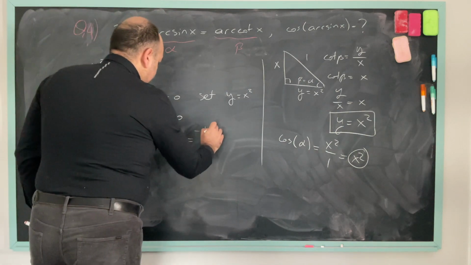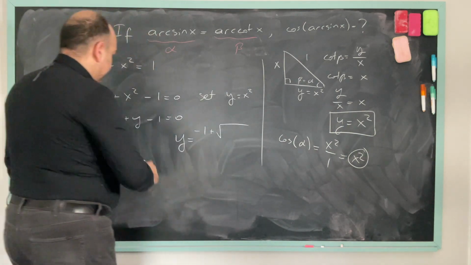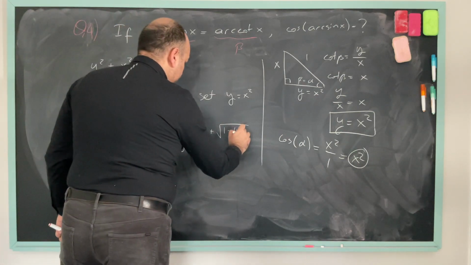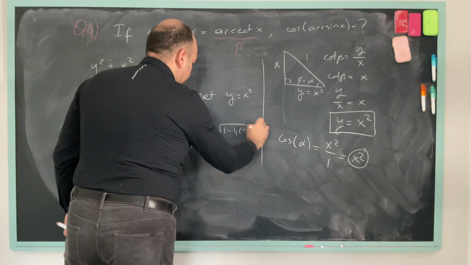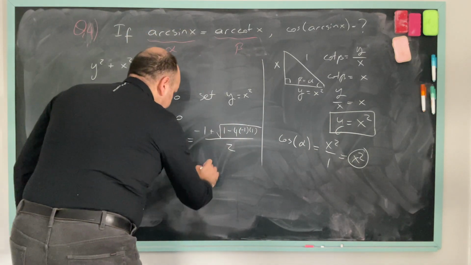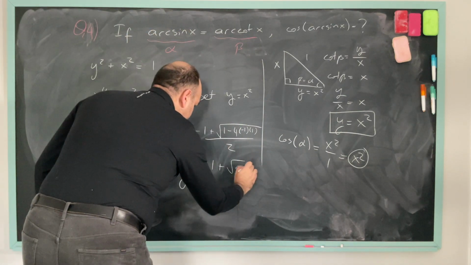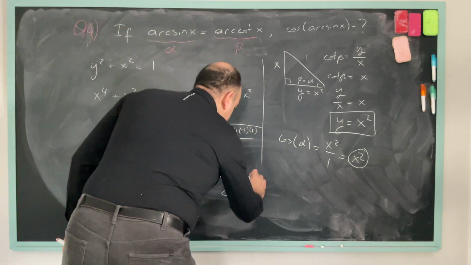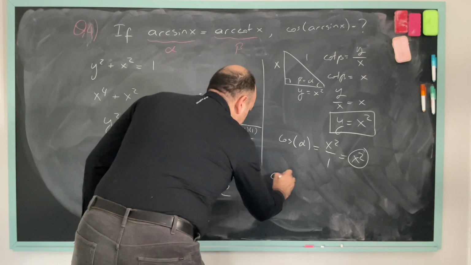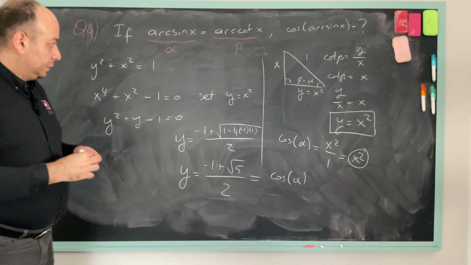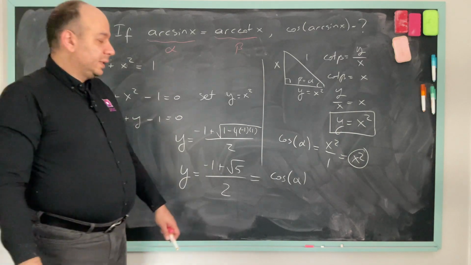So this gives me minus 1 plus square root of b squared minus 4ac. So 1 minus 4 times minus 1 times 1, divided by 2. So y is simply equal to minus 1 plus square root of 5 over 2. And this is our answer. So this is equal to cosine alpha. And this is the final answer.